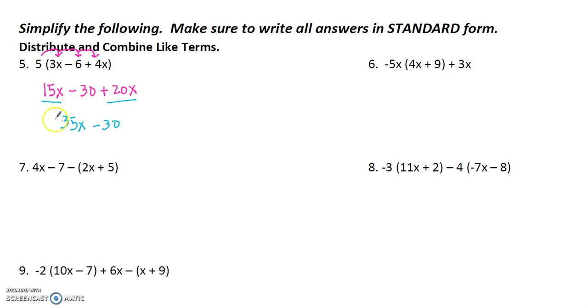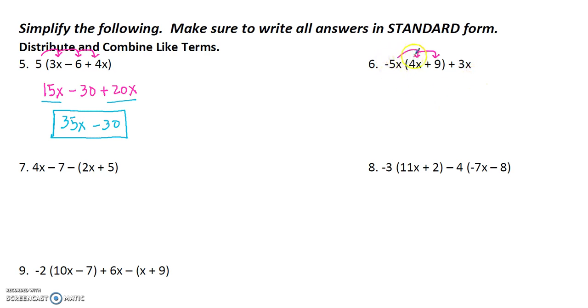And then minus 30. Okay, so we'll find that on the other paper in just a minute. Let's just keep going. Number 6, again, I'm distributing, and then I will multiply. Now, I'm only distributing this monomial to what's in the parentheses. I'm not distributing to the positive 3x out here on the outside, okay?